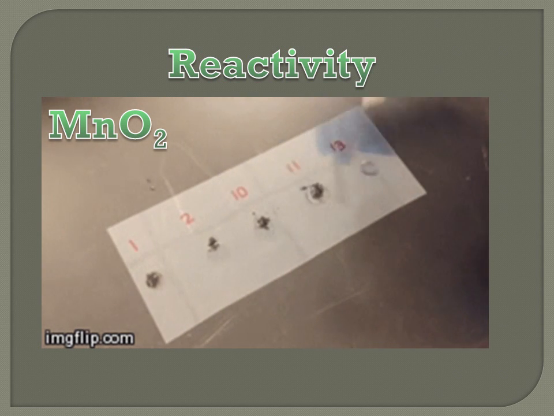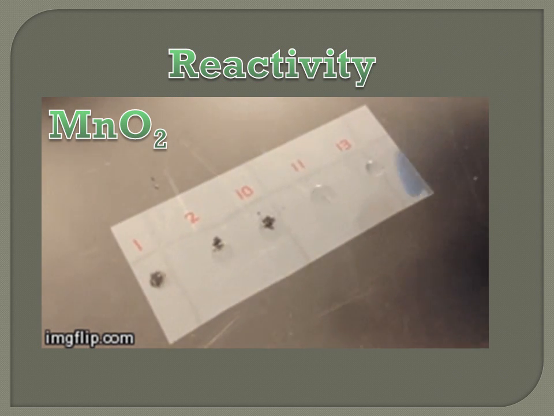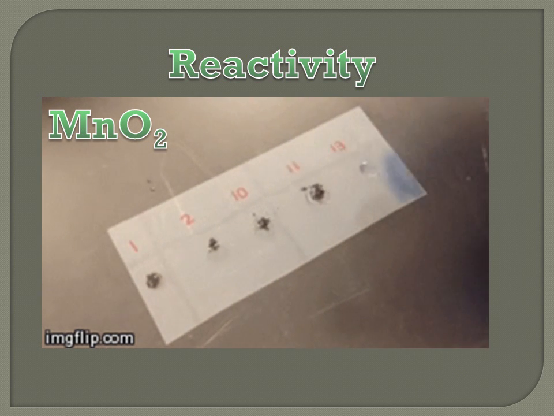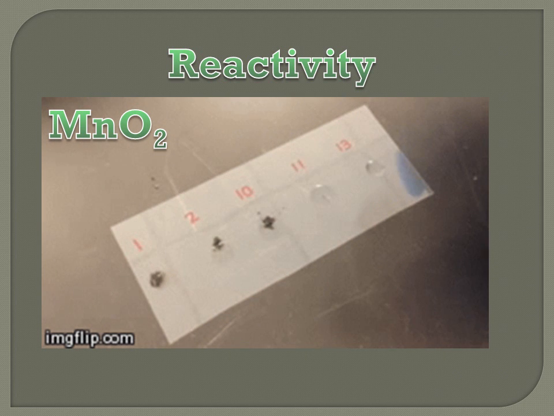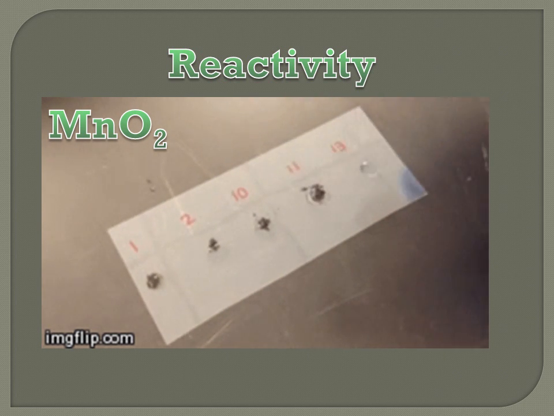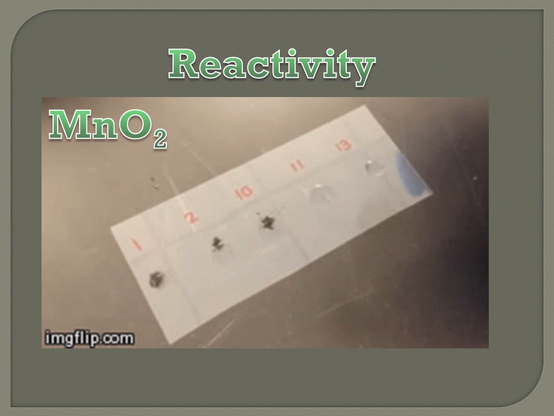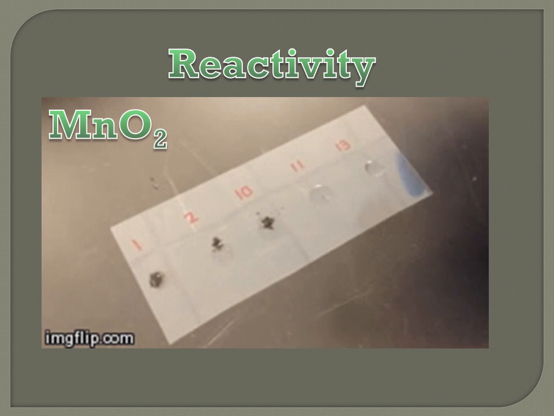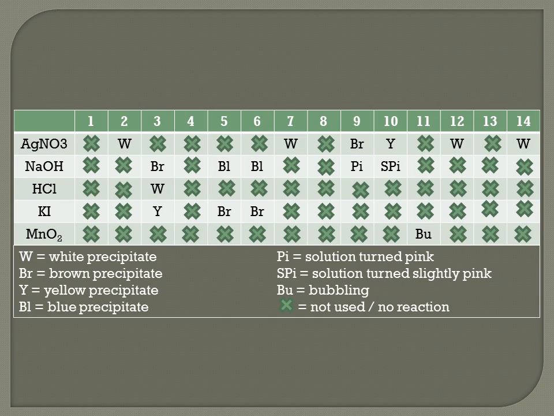However, reactivity with a solid such as manganese 4 oxide requires careful scooping. These reactions are being performed on a sheet of clear plastic, which makes the precipitate easier to see. The manganese 4 oxide is actually only a catalyst in the decomposition of solution 11, which attributes to the bubbling. After conducting all of our reactivity tests, this table shows our results.